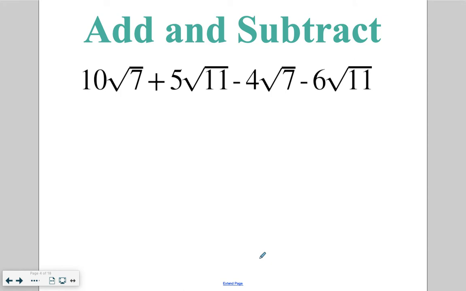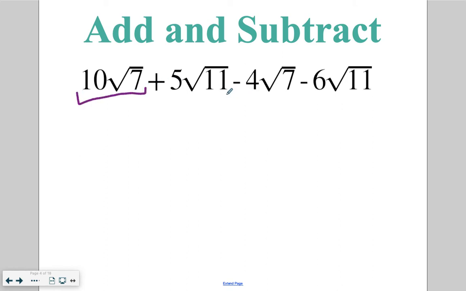So looking at this problem, we've got 10 square roots of 7 plus 5 square roots of 11 minus 4 square roots of 7 minus 6 square roots of 11. So the first thing you notice is that we have two different types of square roots that are in play in this problem. So I'm going to look at the 7s first.